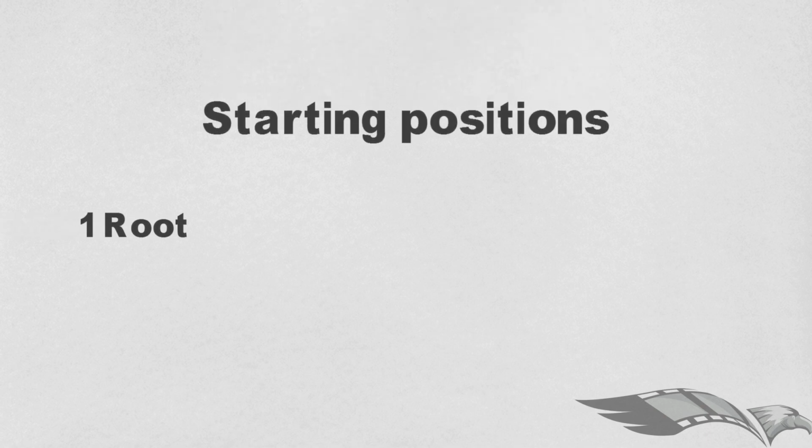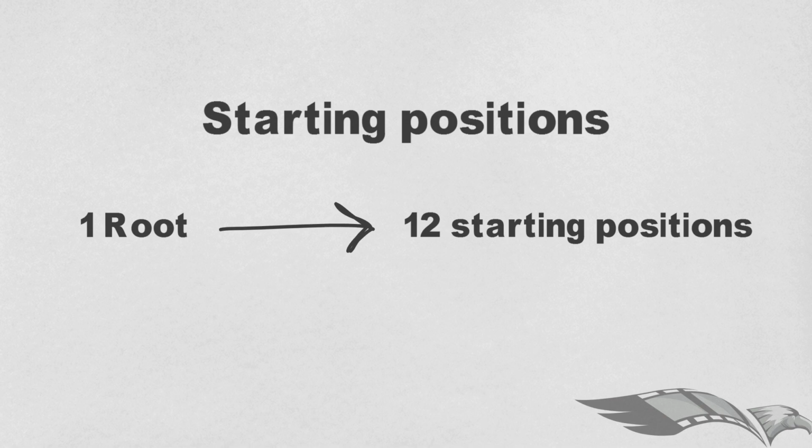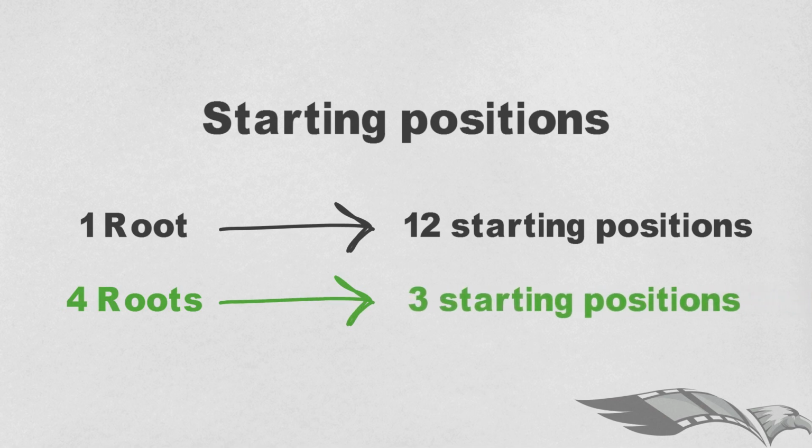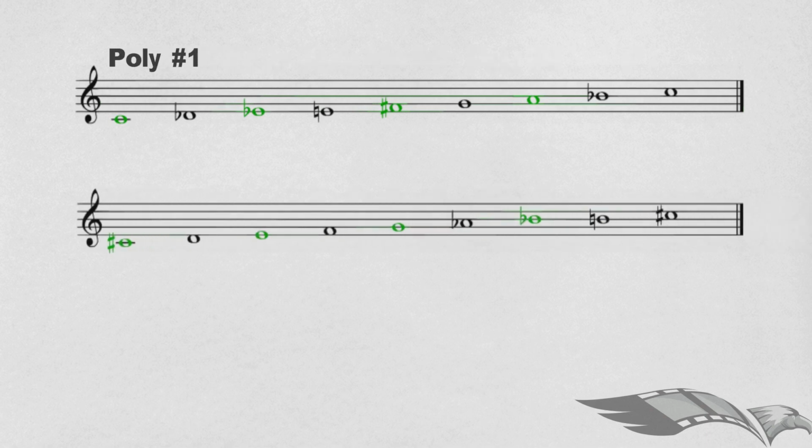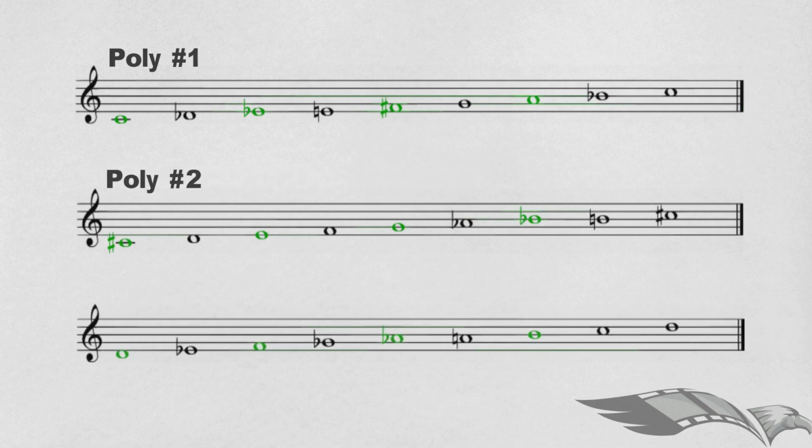Every scale with just 1 root can be started on any of the 12 tones we have at our disposal. The octatonic scale, however, can only be started on 3 different tones, as it already contains 4 roots naturally. Poly number 1 starts on C. Poly number 2 starts on C sharp. And poly number 3 starts on D. All 4 roots on any of these poly scales are totally equal.